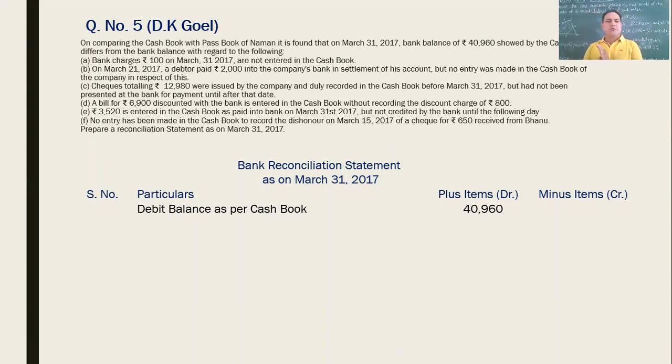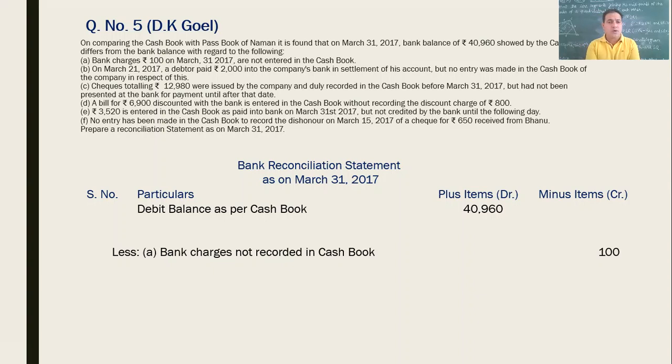First difference is bank charge rupees 100 on 30th March 2017 not entered in cash book. Bank charge rupees 100 as bank charge. So the bank deducts it from the passbook, so we will also deduct it. So it goes to the minus side. Less bank charge not recorded in cash book rupees 100.